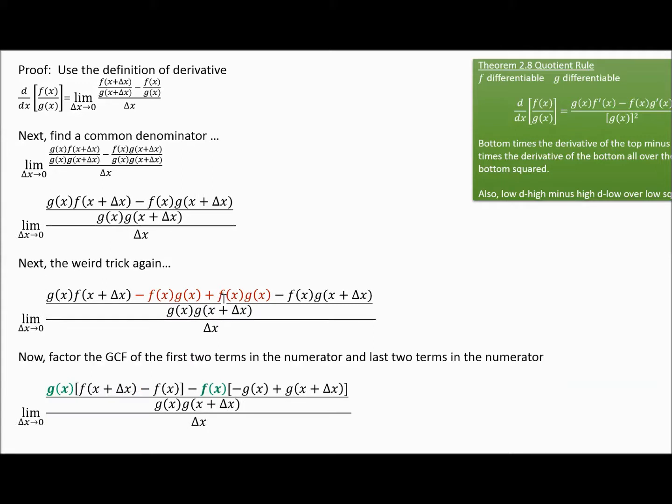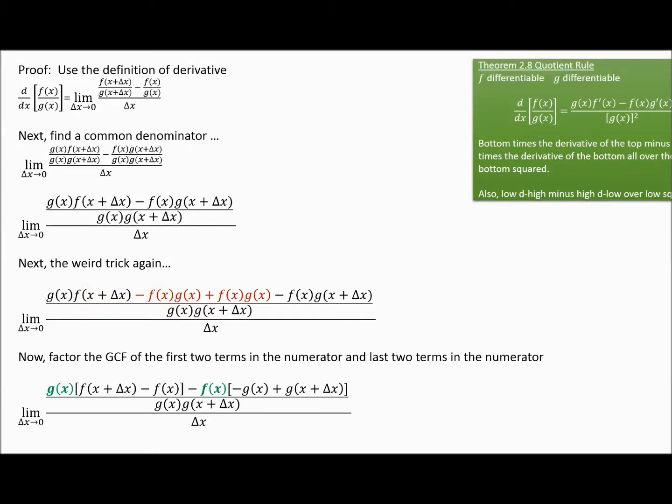Let's see. So, it says now factor the greatest common factor of the first two terms in the numerator and the last two terms in the denominator. So see, I left it as a complex fraction. We'll deal with that later. But I factored out my first two terms here. Okay, I factored out that common g of x.